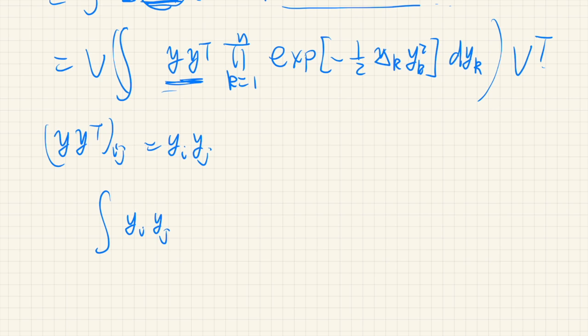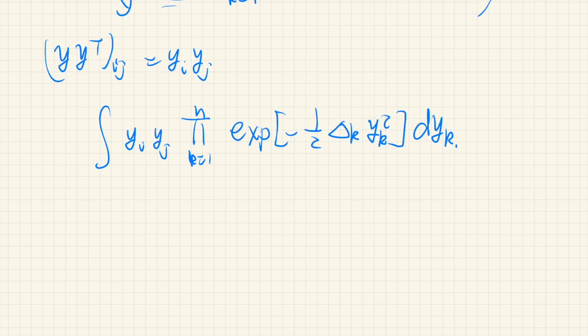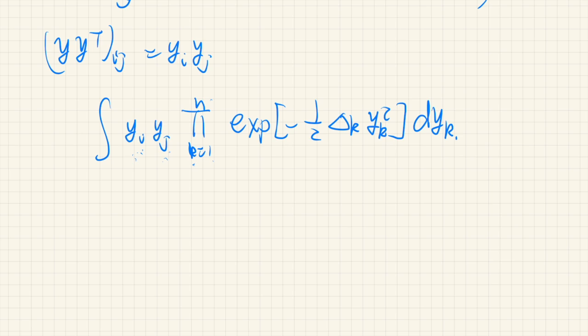y_i, y_j, and this product, k from 1 to n, of exponential of delta_k y_k squared dy_k. So when this k runs from 1 to n, two of them should match. One of them should be i, and another of them should be j, right? Maybe i and j are the same. So let's consider two cases: when i is equal to j, or when i is not equal to j. First, consider when i is not equal to j.